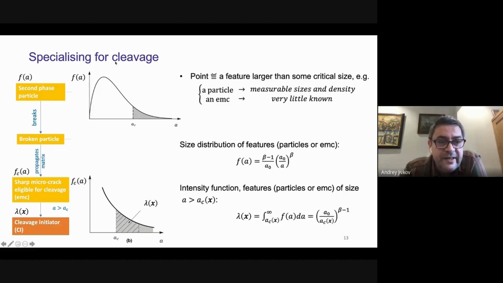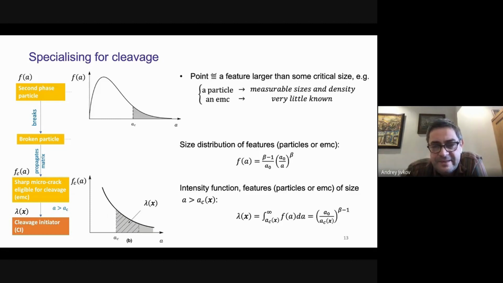And this figure here, the top figure shows a typical distribution of particle sizes, and the bottom figure shows the assumed distribution for eligible microcracks or cleavage initiators. And the thing is that the Berryman approach and many other approaches assume that the size distribution of these features, whether it is particles or eligible microcracks, is a power law. Why is this? Because it has a very simple integral.